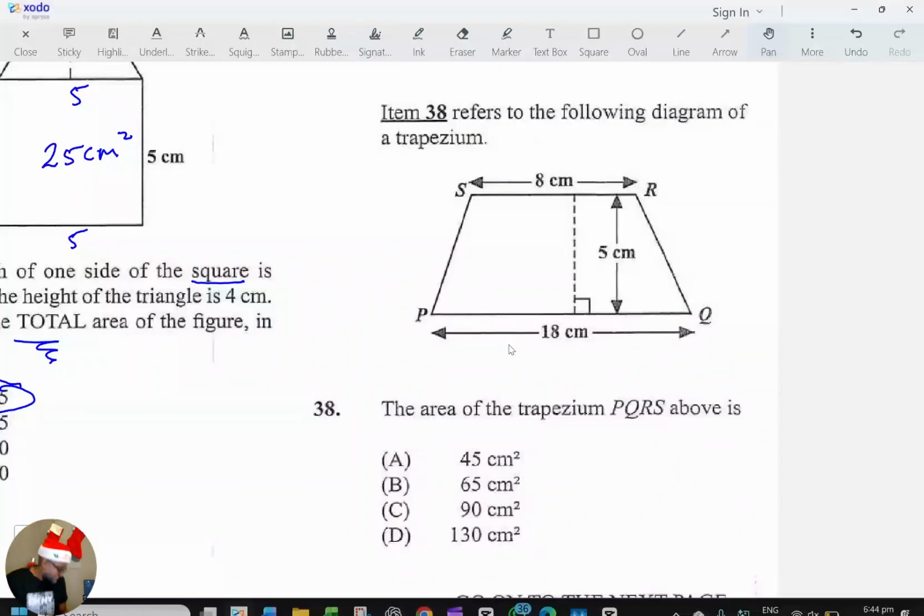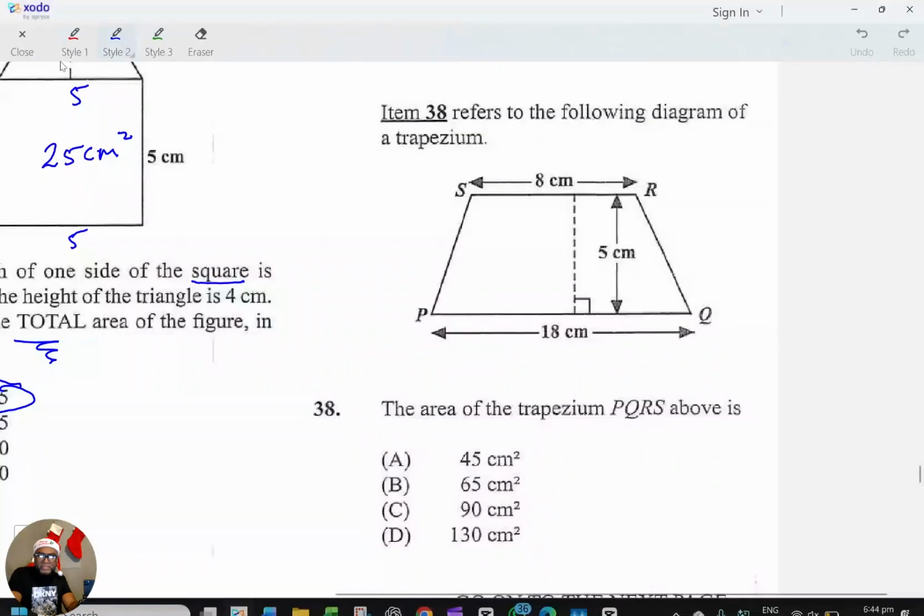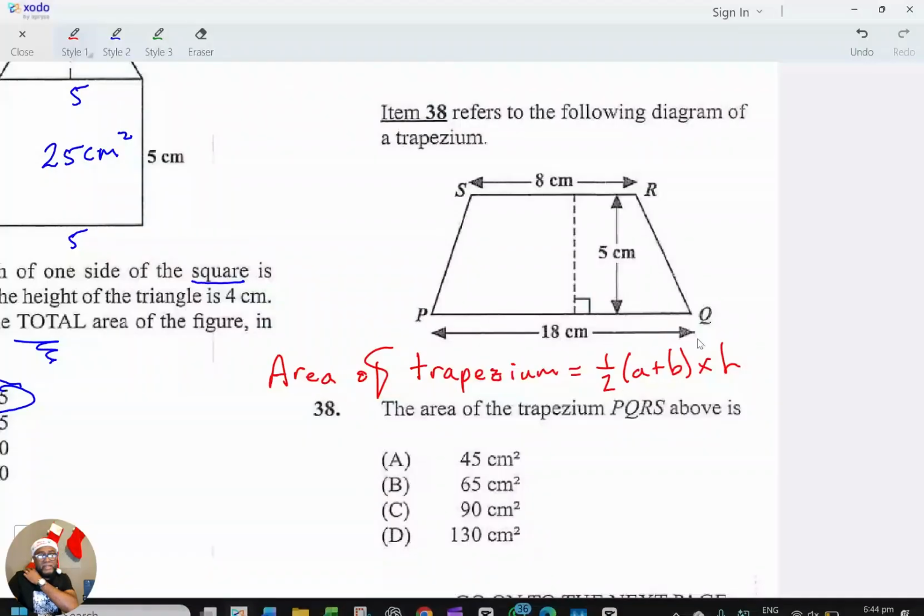Right, so item 38 refers to the diagram, the trapezium. The area of the trapezium above is... who can remind me what the formula for the area of a trapezium is? You get all these things on your formula sheet, but let me tell you something: once you're prepared for this exam the right way, these things will be committed to memory. So area of a trapezium: A plus B all over 2 multiplied by height. Or half of A plus B by height, right? This actually comes in your formula sheet.